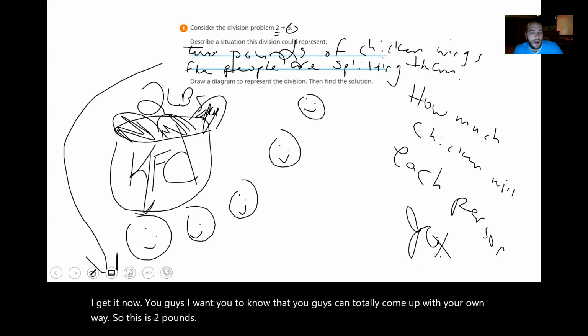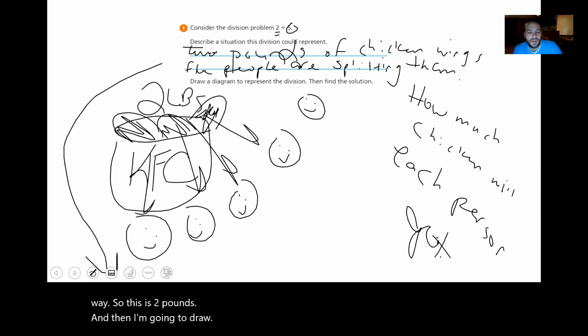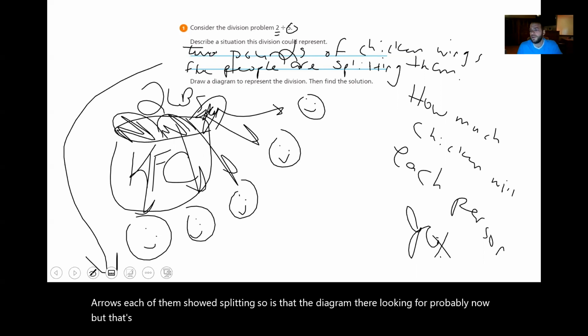And then I'm going to draw arrows to each of them to show it's splitting. So is that the diagram they're looking for? Probably not, but that's okay. You guys understand there's 2 pounds split between 5. So 2 divided by 5, just like this.